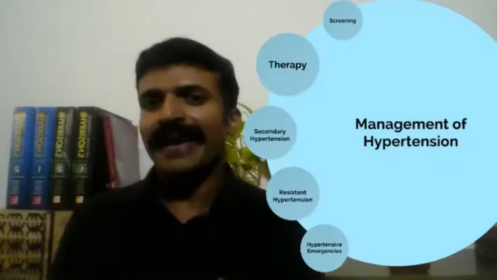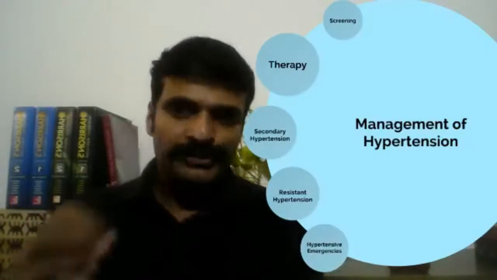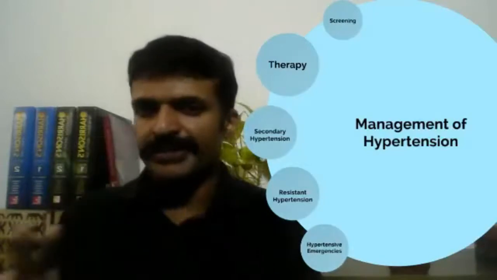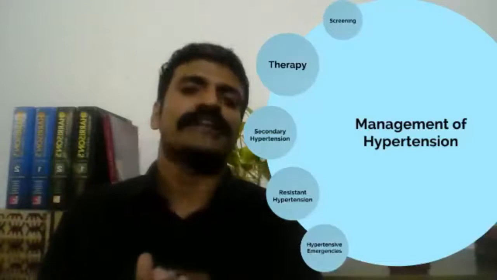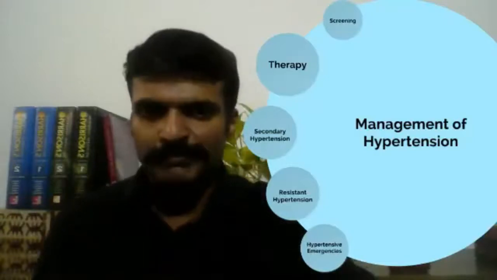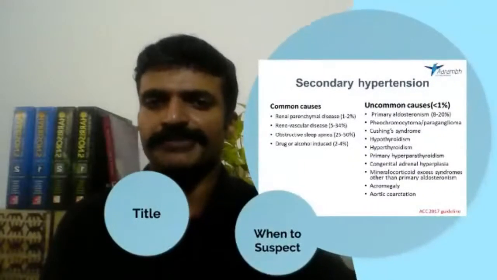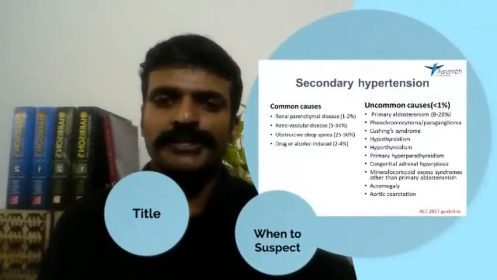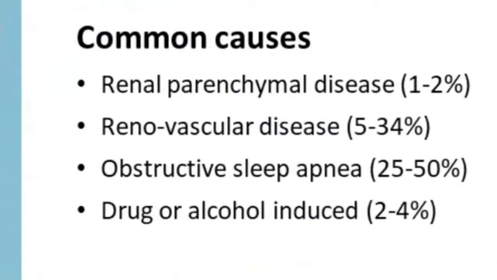So now that we have looked at the targets for treating hypertension, we want to look at a very interesting concept which is called secondary hypertension. So, what's secondary hypertension? Secondary hypertension is when you have hypertension due to some other condition. That blood pressure is not primary but secondary to some other disease.